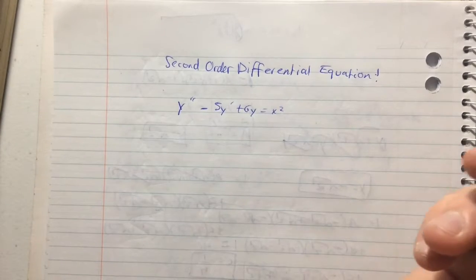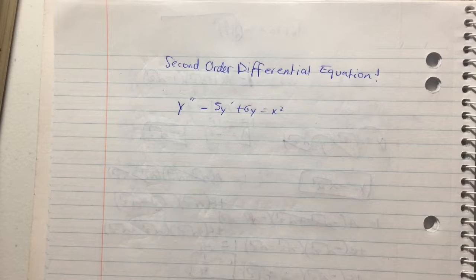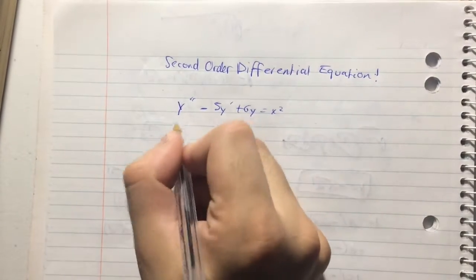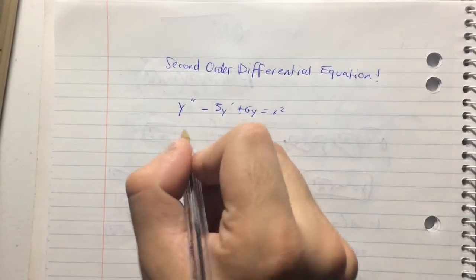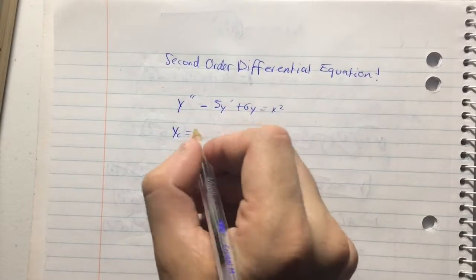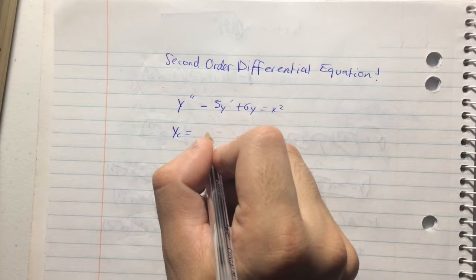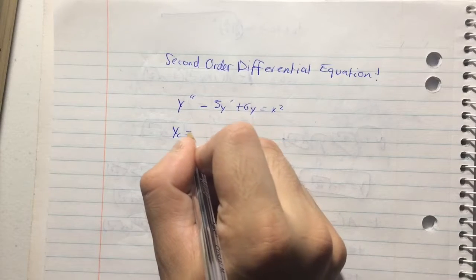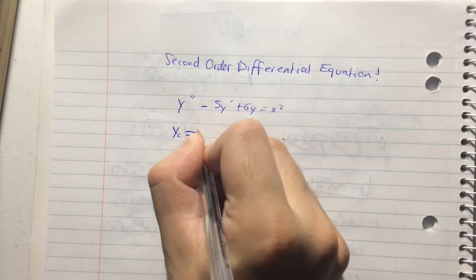So it's not equal to 0 in this example. It's a little different. Doesn't matter. So I start off by pretending it's equal to 0. That's called the complementary solution, I'm pretty sure, or general solution. This is how I do it.